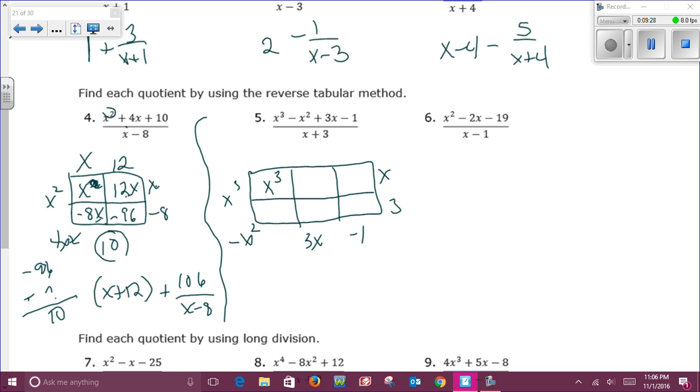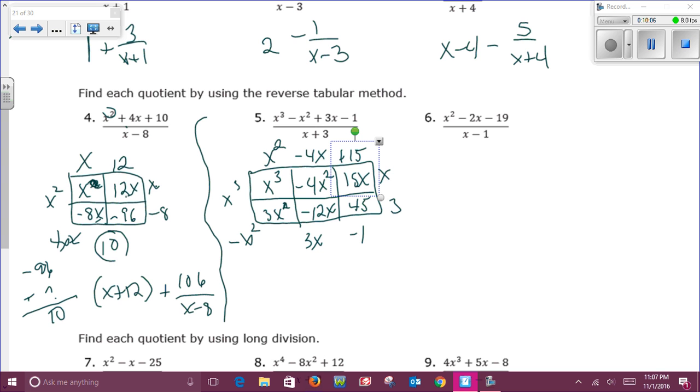That has to be x cubed. What do I multiply x by to get x cubed? But x squared. X squared times 3 is 3x squared. I need my diagonal to add up to a negative x squared. That means this has to be negative 4x squared. I multiplied x by negative 4x. So then negative 4x times 3 is negative 12x. And again, I need that diagonal to add up to 3, so that makes this 15x. What do I multiply x by to get that? That's plus 15. But 15 times 3 is 45.